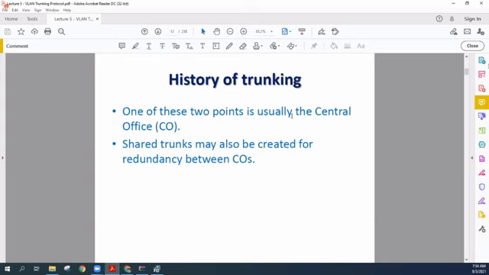One of these 2 points is usually the central office. Shared trunks may also be created for redundancy between the central offices. That means if they want to have redundancy, they may maintain some other link. That is also possible, right?